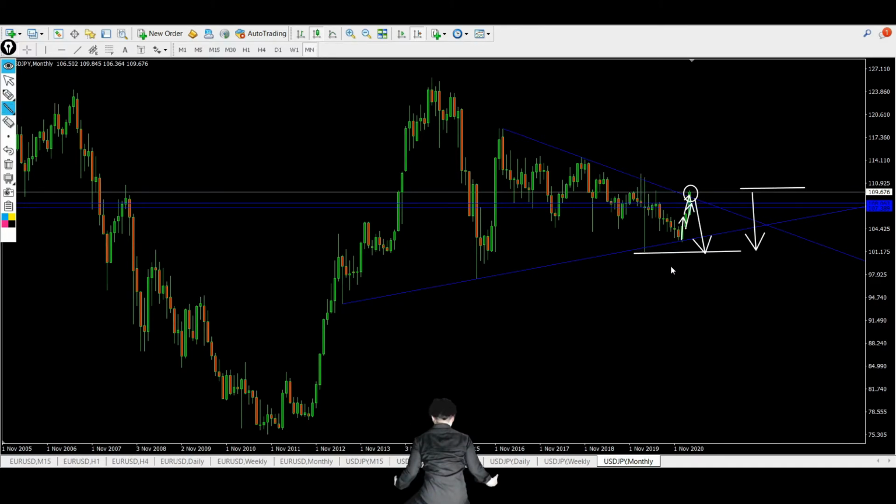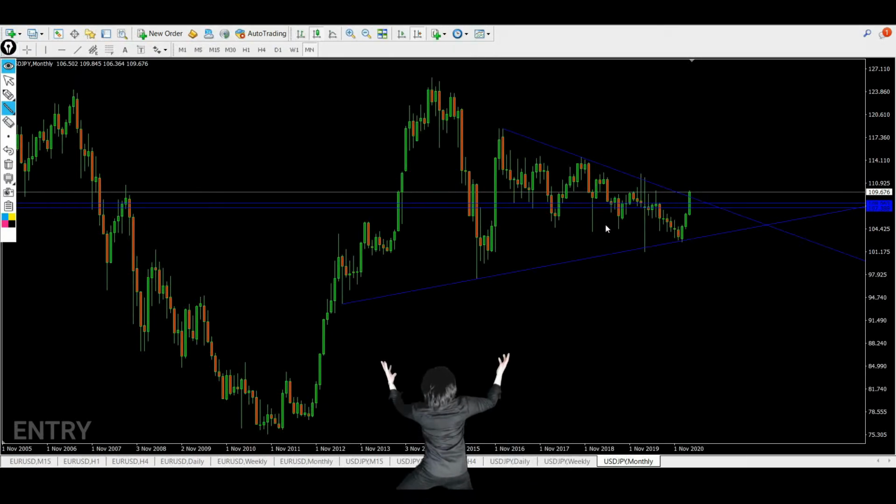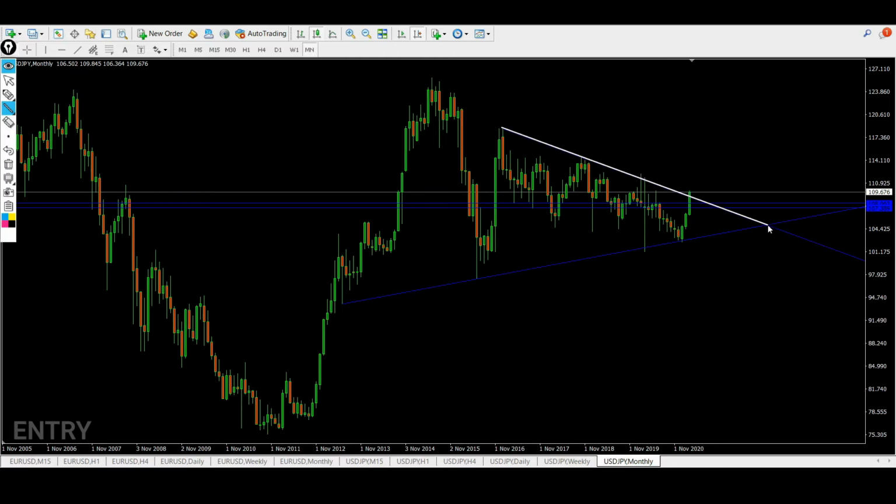Alright, let's talk entries. Okay, we'll stay on this monthly chart. So this trend line from this pivot to this pivot, we want price to respect this with compact price action. Now this compact price action could be on the weekly, daily, or 4-hour chart. However, it must be on this monthly trend line level.